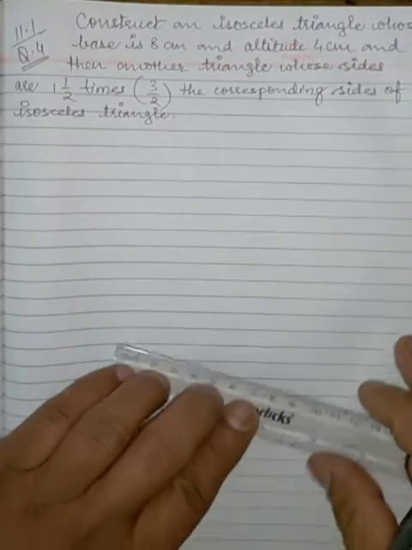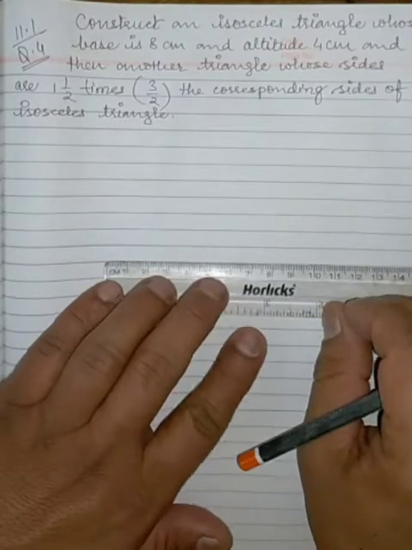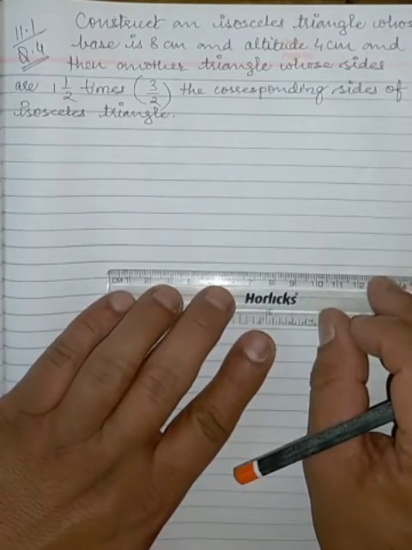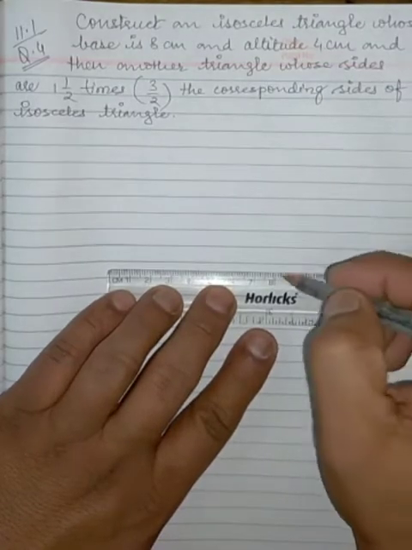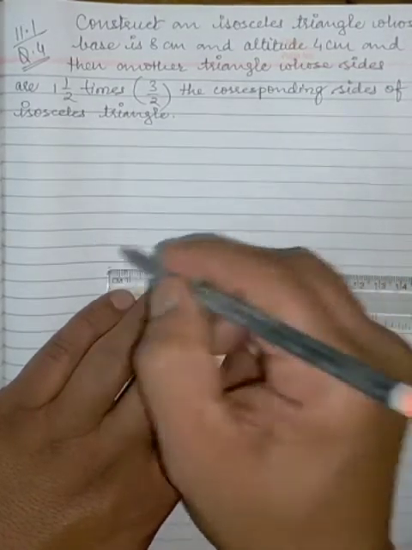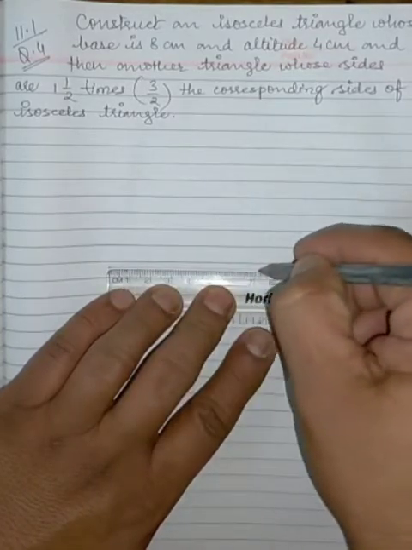Now for this, first we have to draw the triangle. As per the condition, the triangle has to be an isosceles triangle. In this question we are not given the equal sides. So let's construct the triangle. First of all, we are given the base of the triangle is 8 cm. So let's draw the base of 8 cm.